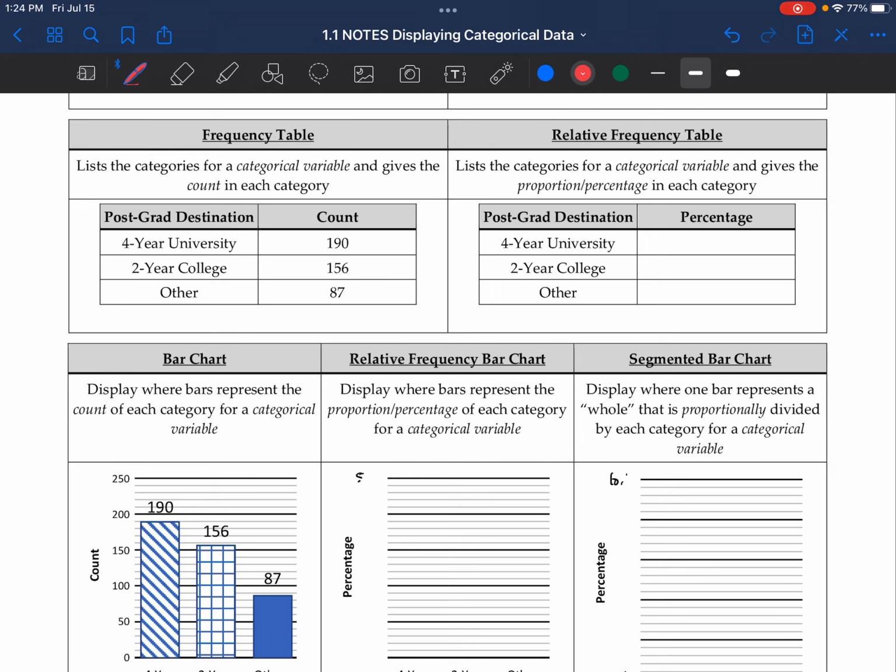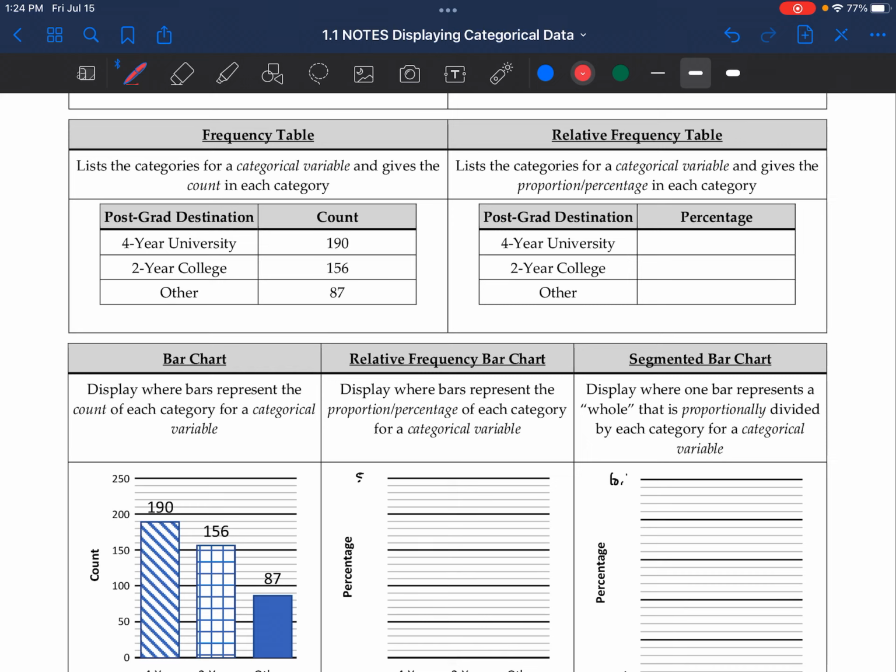So the data I'm looking at here is, I think, from 3 or 4 years ago: the number of students that graduated from Fremont High School, where did they head off to? What was their destination after graduation? Four-year university, two-year college, or doing something else?